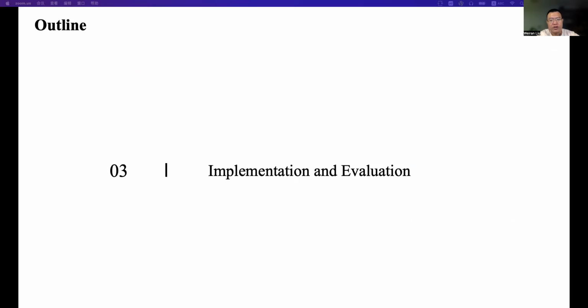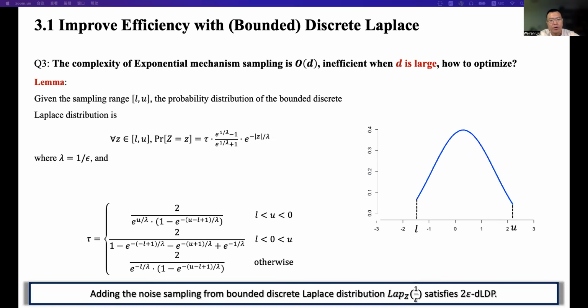Let me briefly show implementation details and evaluation. In our implementation, we noted that the complexity of exponential mechanism sampling, O(D), is inefficient when D is large. In such a case, we use bounded discrete Laplace to do the sampling, obtaining O(1) complexity. We proved that adding noise sampled from the bounded discrete Laplace distribution satisfies 2 epsilon DLDP.